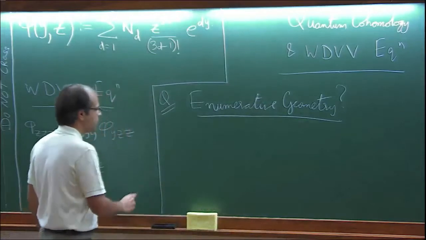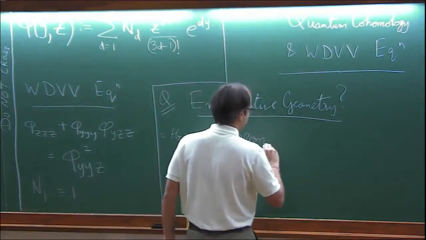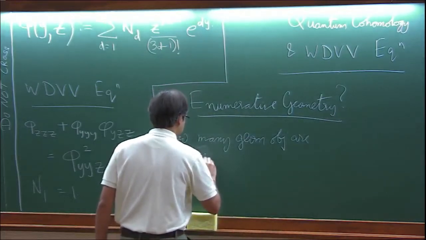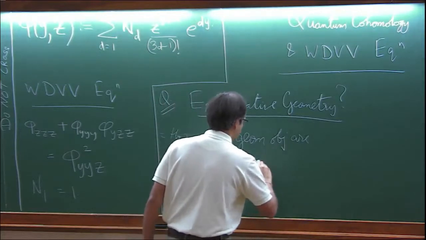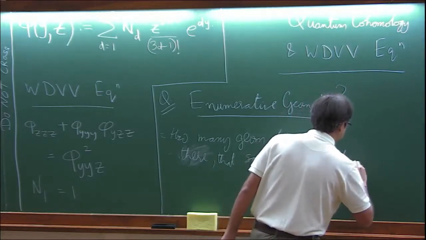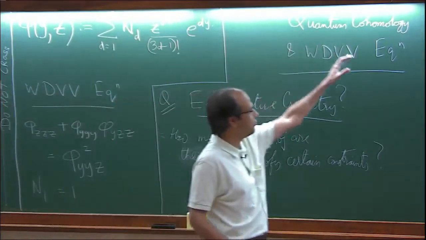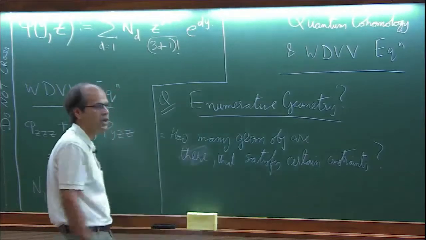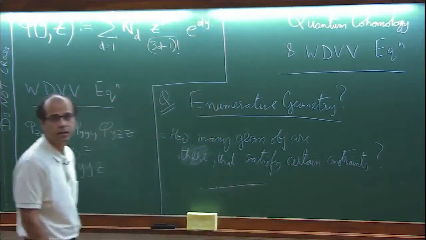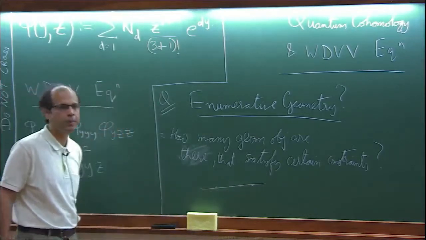Enumerative geometry deals with the following question: how many geometric objects are there that satisfy certain constraints? These words might look very intimidating, but this is a very down-to-earth question, and the simplest example of such a question is, how many lines pass through two points? This is the simplest possible question in enumerative geometry. The answer is of course one.